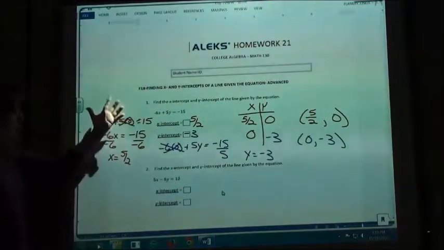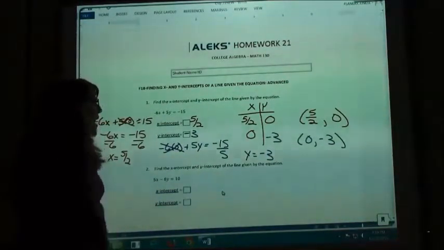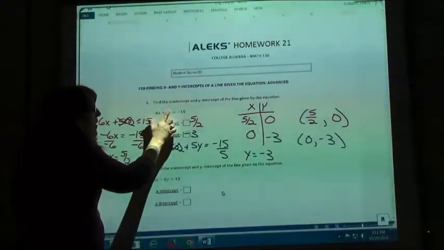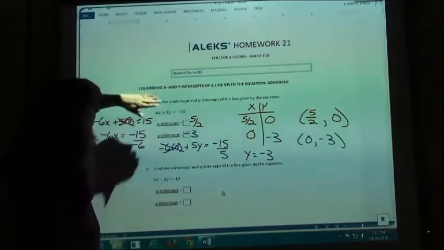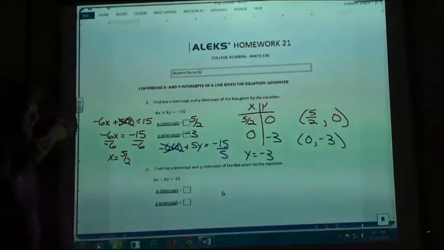So you can write it out and substitute the number in. That way you understand what you're doing. But the quick way, for your x-intercept, cover up the y and then take negative 15 divided by negative 6. For my y-intercept, cover up the x. Negative 15 divided by 5.